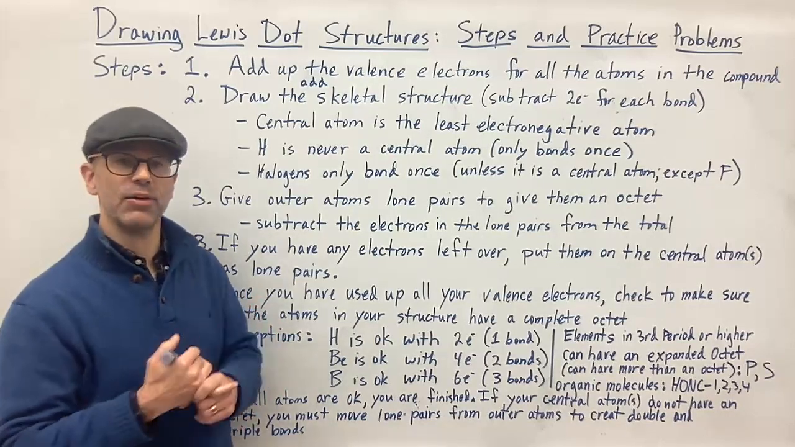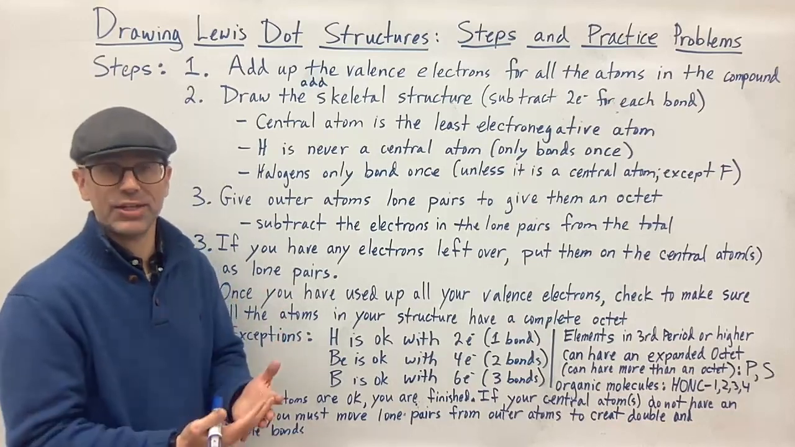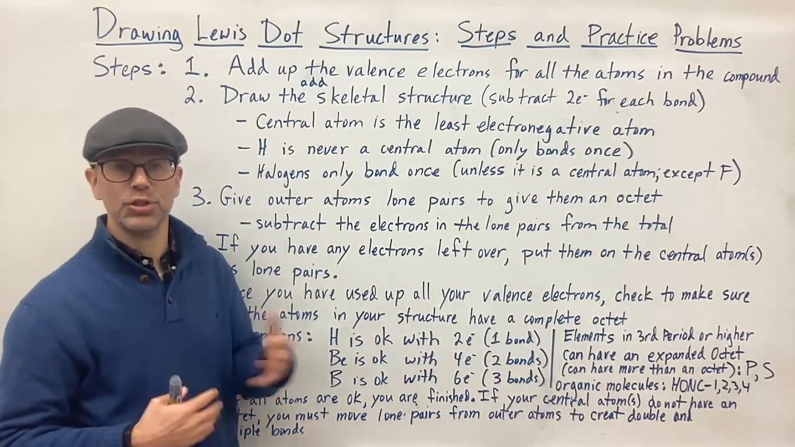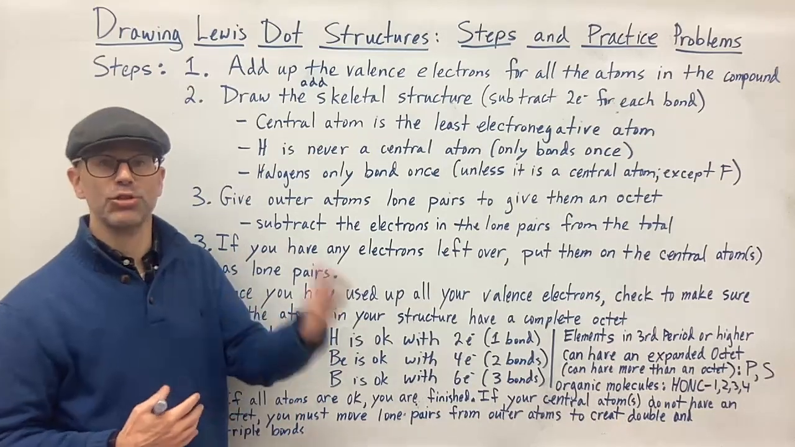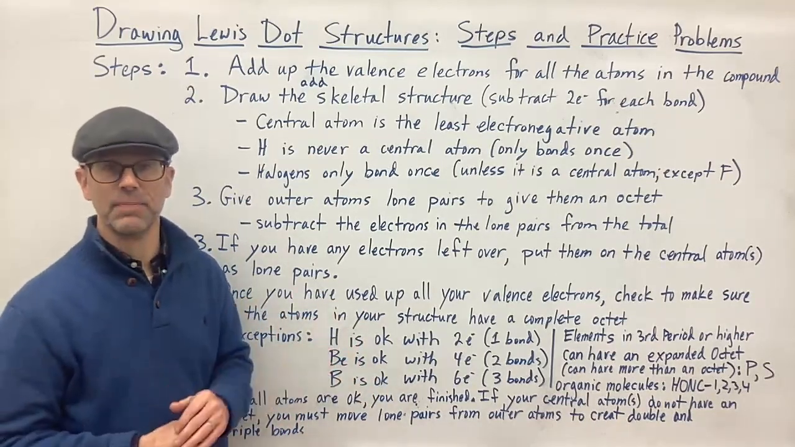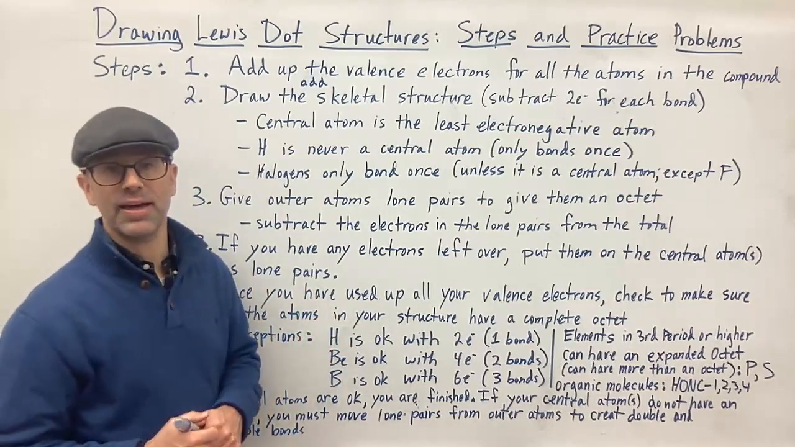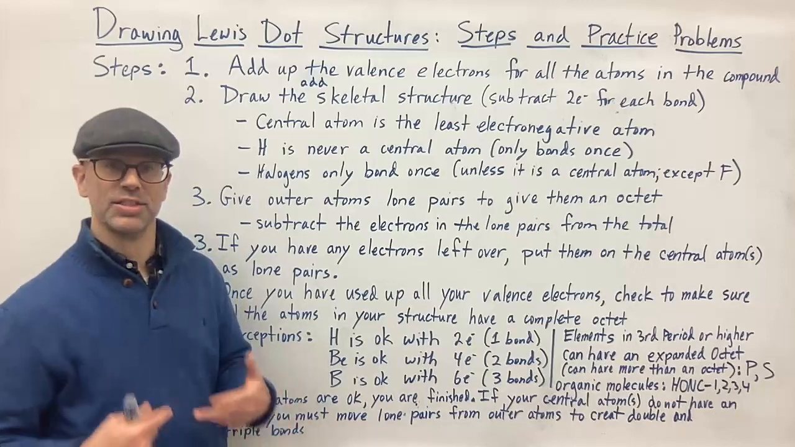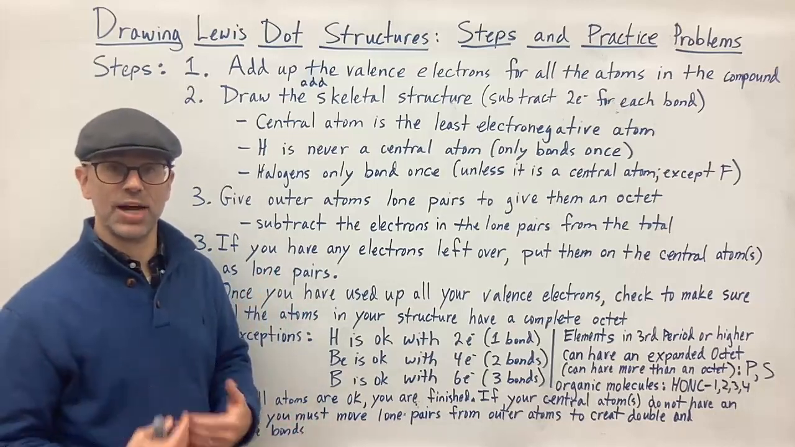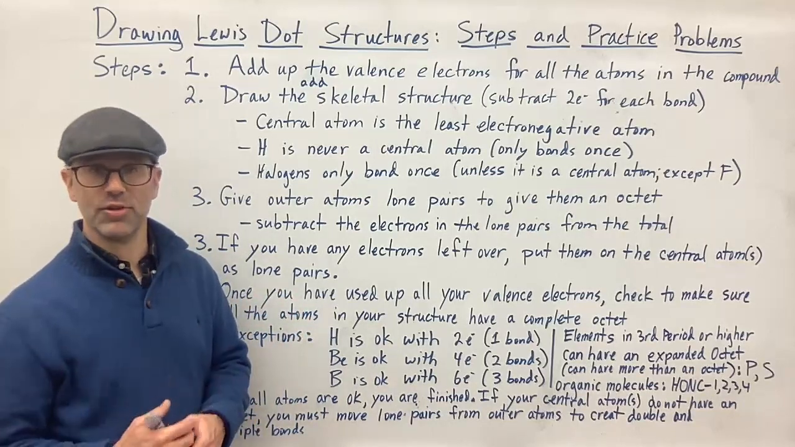So if you have a -1 charge, then that means you have an extra electron that you have to add to your total. If you have a -2 charge, then you've got to add 2 more electrons to your total. -3 would be adding 3. If you have a positive charge, then it's going to be the opposite. That means you don't have enough electrons, or electrons are missing. So you're going to have to subtract those electrons from your total.